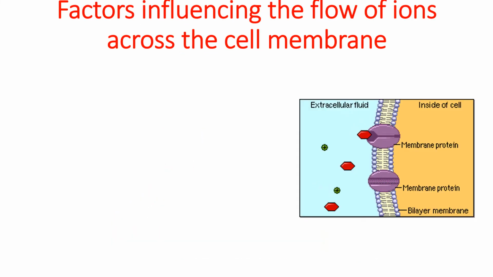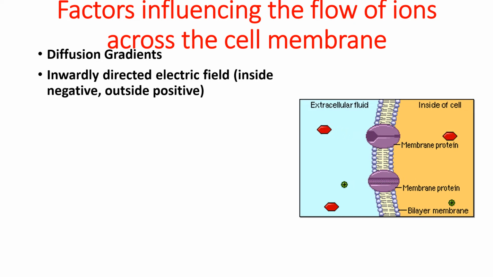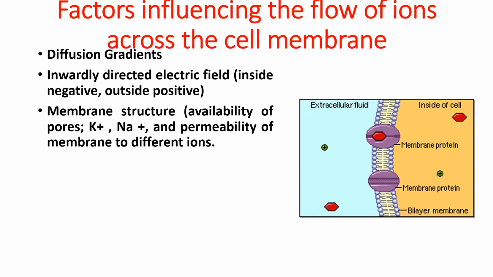Factors influencing the flow of ions across the cell membrane are diffusion gradients, inwardly directed electric field, that is inside negative, outside positive, membrane structure, that is the availability of pores, potassium ions, sodium ions, and permeability of the membrane to different ions. Active transport of ions across the membrane against established electrochemical gradients.